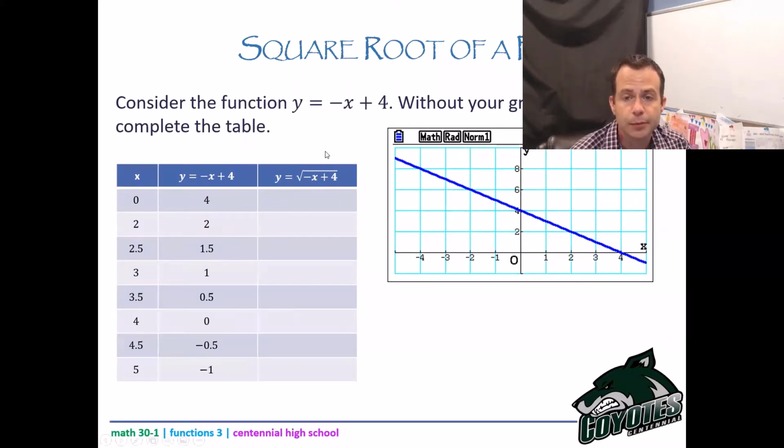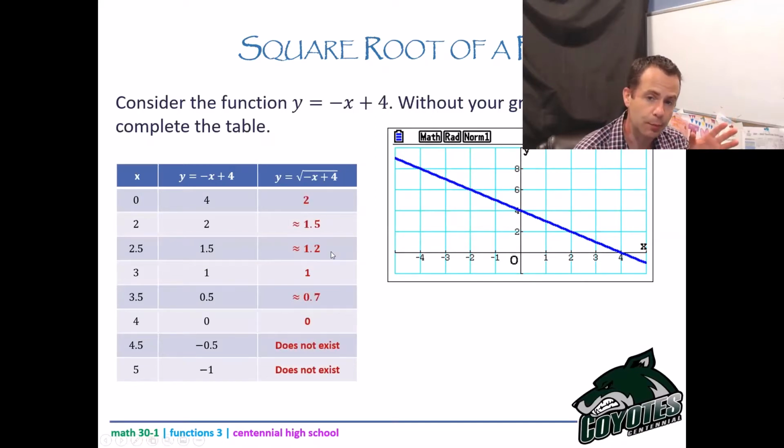Okay, welcome back, and this is what you should have. You should have 2, around 1.5, around 1.2, around 1, around 0.7, 0, and then for the negatives, they don't exist because you can't take the square root of a negative number, okay? All right, so now I want you to try and plot that on top of the graph you already have there. You have y equals negative x plus 4. On top of that, we want to plot these new points. So we're going to plot (0, 2), (2, 1.5), (2.5, 1.2), and so on. Okay, go ahead and do that.